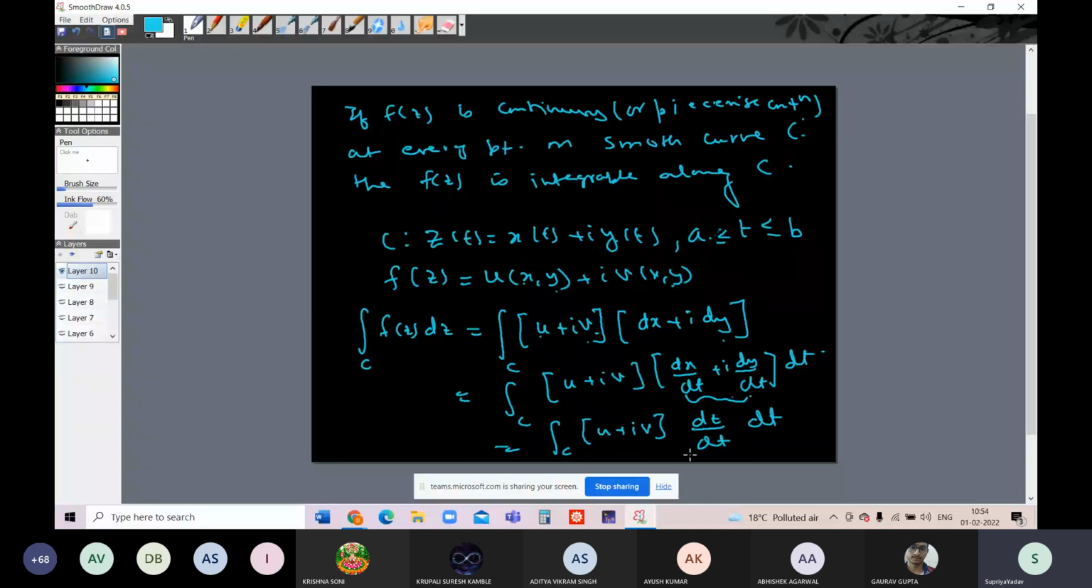We can also write the integral over C of f(z) dz as the integral of f(z(t)) z'(t) dt, because z is a function of t, so we write z'(t) dt. This is how we evaluate it.